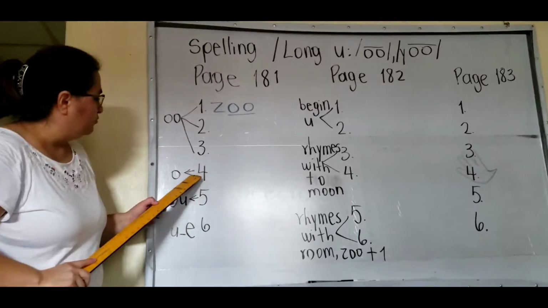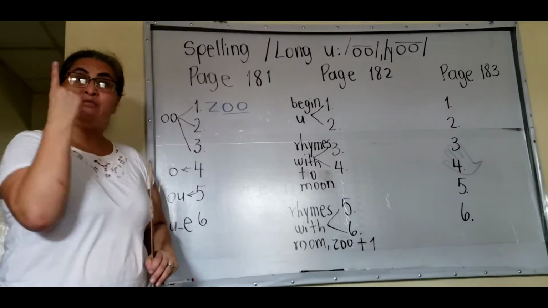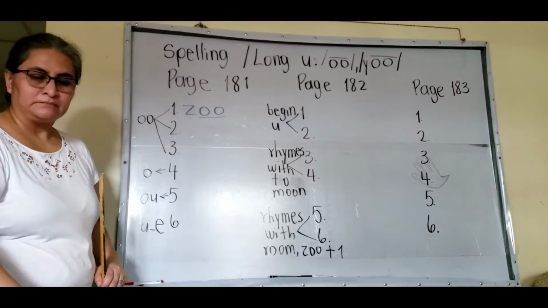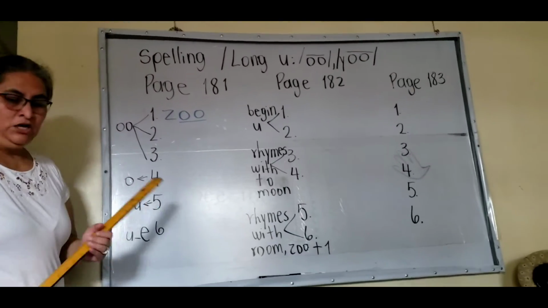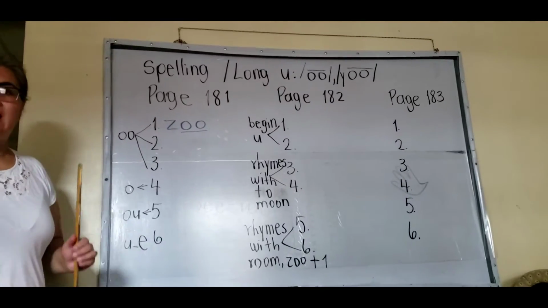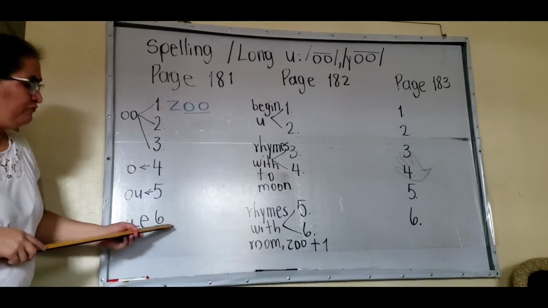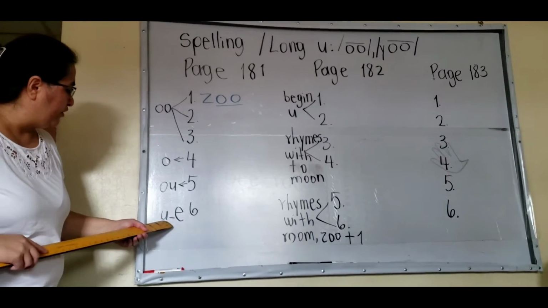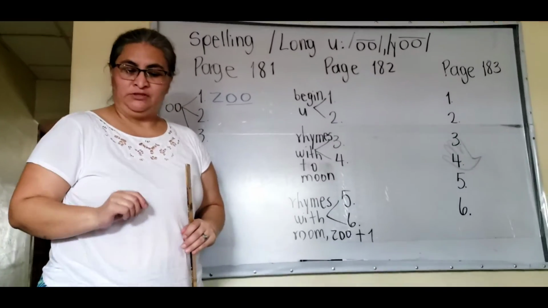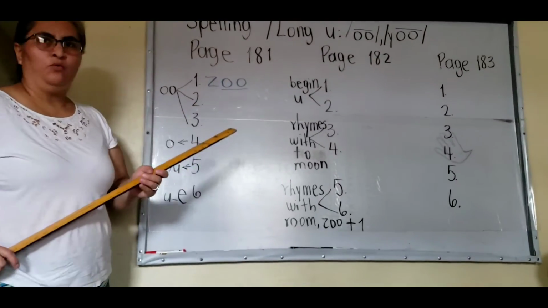What you have to do in number 4? In number 4, you are going to write the word with one O, but it has a long U sound. And then in number 5, you will write the words that have O-U, and the sound is U. In number 6, you will write the word with U, space, E, and the sound is U. So, that is what you have to do on 181.